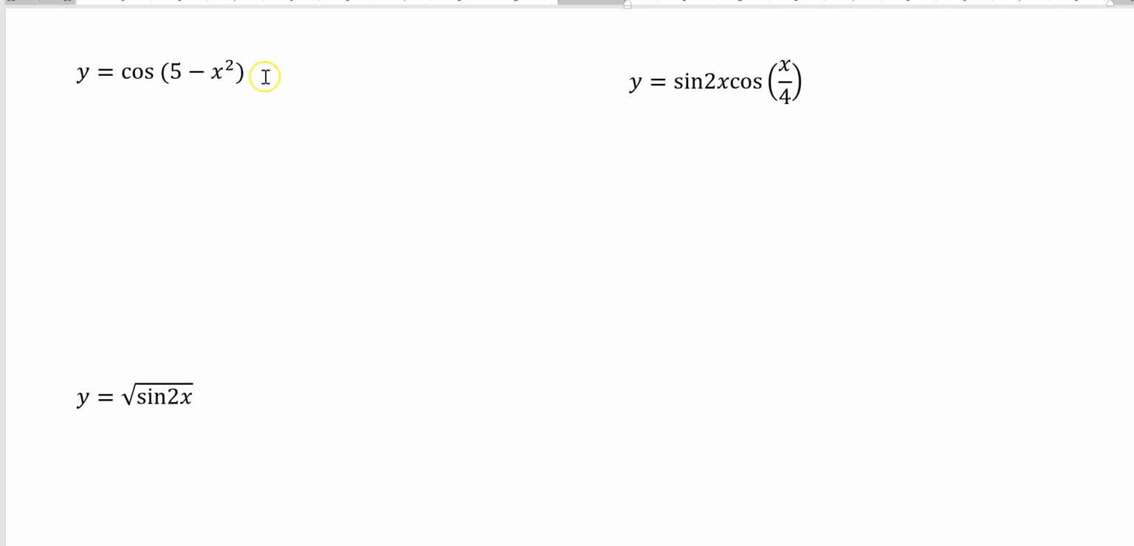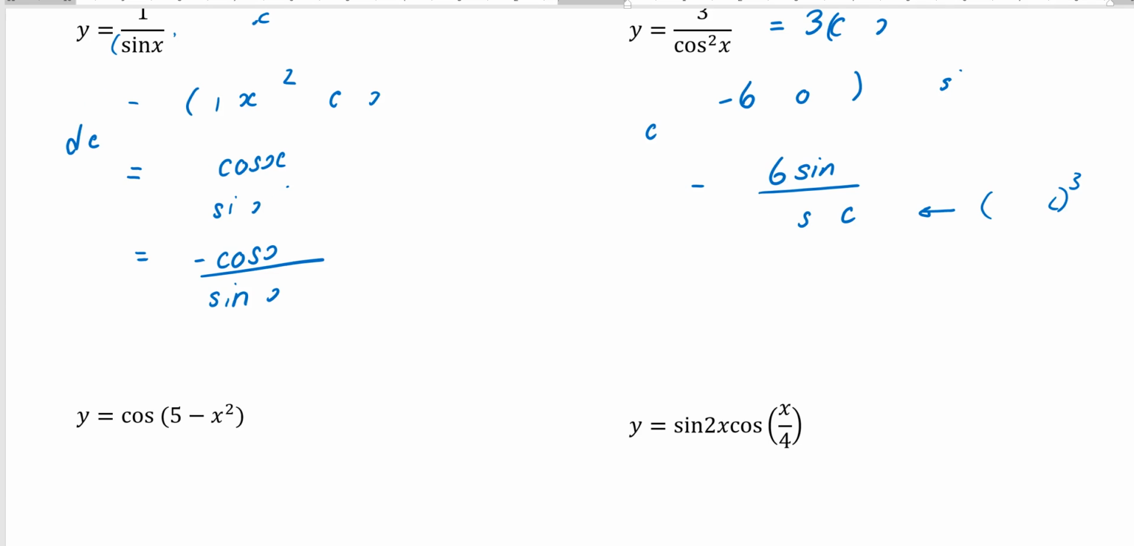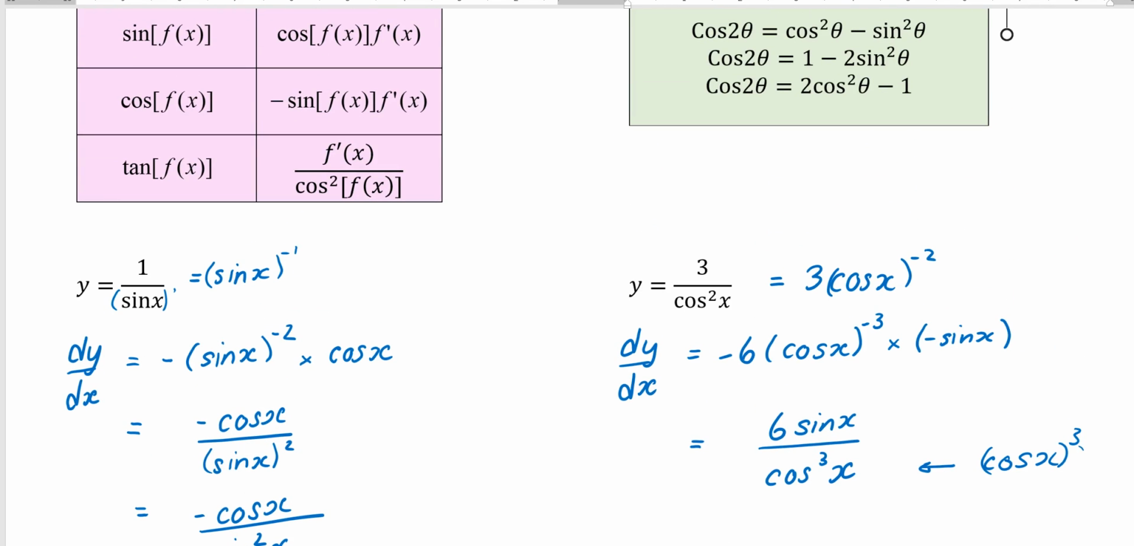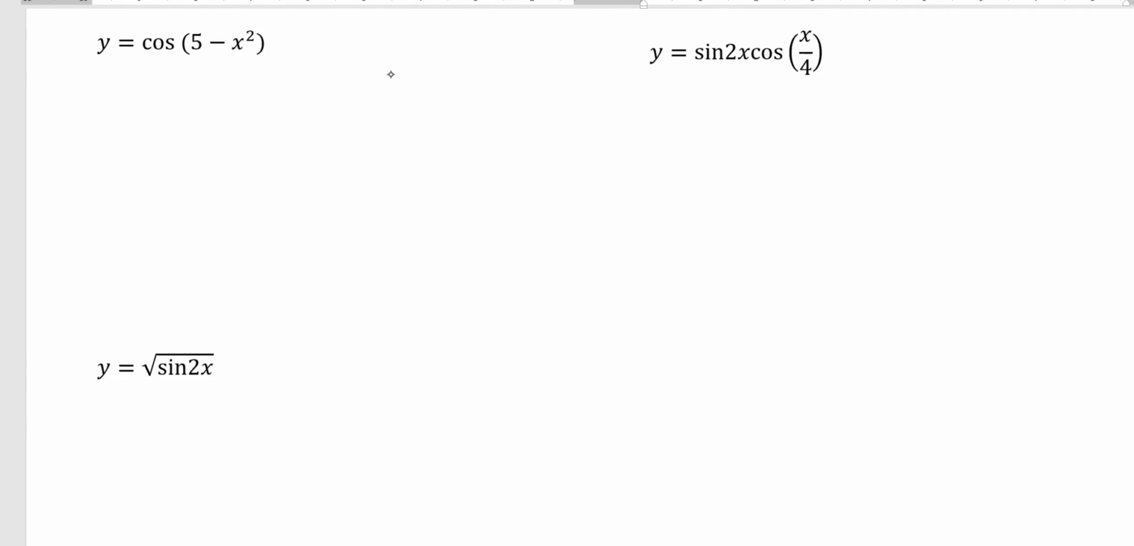Okay, on to the next type of function. So we've now got cos of a function. Go back up and look at our rules. I'm going to be applying this one here. So we write minus sine of the function times the derivative of what's inside. Let's apply that over here.